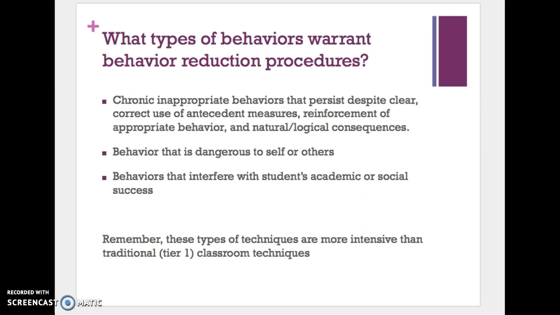What types of behaviors warrant behavior reduction procedures? Chronic inappropriate behaviors that persist despite clear, correct use of antecedent measures, reinforcement of appropriate behavior, and natural logical consequences. Behavior that is dangerous to self or others, and there are plenty of guidelines that special ed has to follow, such as Chapter 33, when a student is presenting dangerous behaviors to themselves or others. That's the restraint and seclusion rule that is outside of MUSER, but it is a state-governed rule. Behaviors that interfere with students' academic or social success.